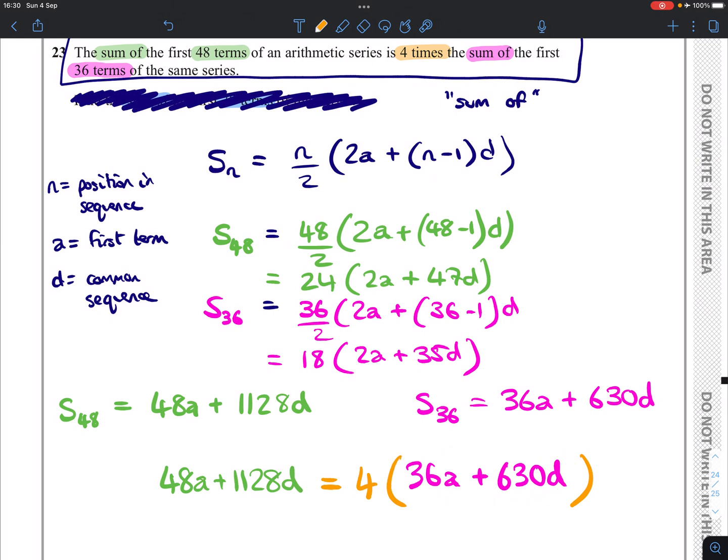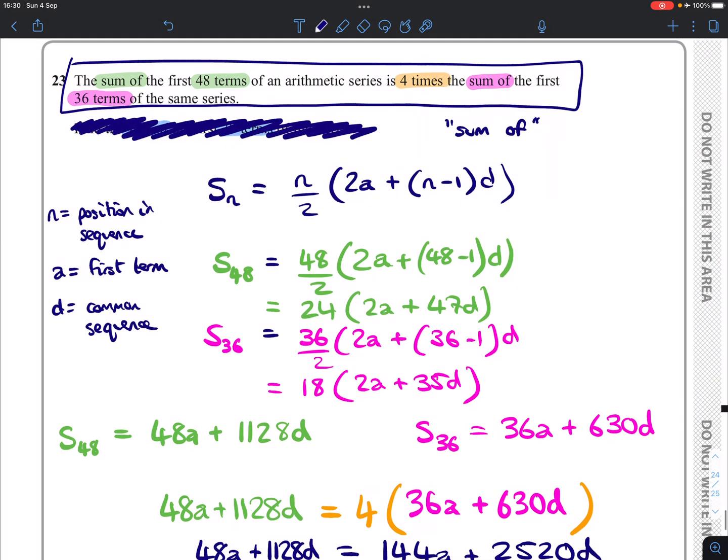Okay? And I can go ahead and simplify this. So I'm still going to end up with the same thing on the left-hand side. On the right-hand side, we're going to end up with 144a plus 2520d, like so.